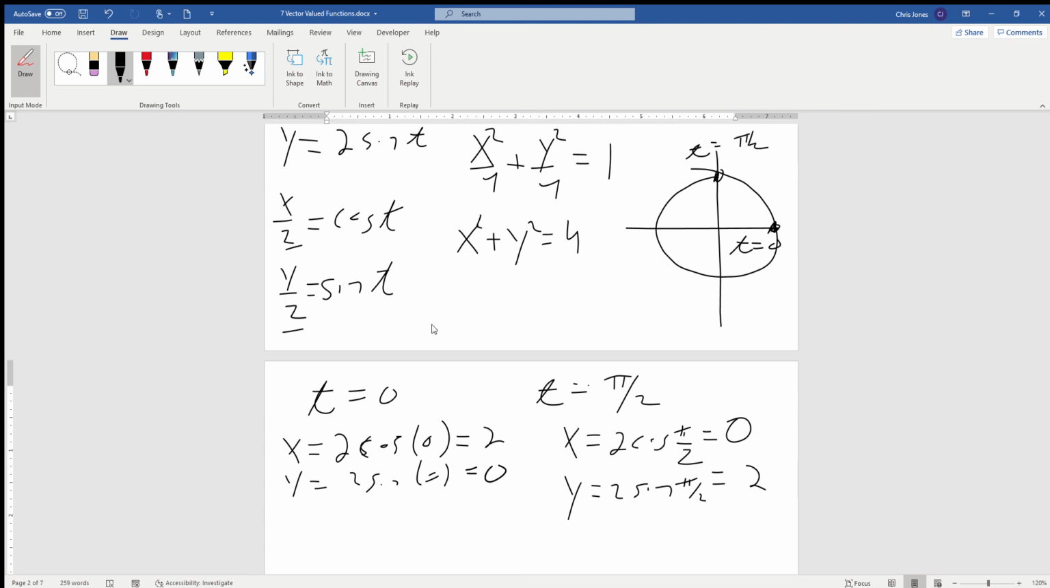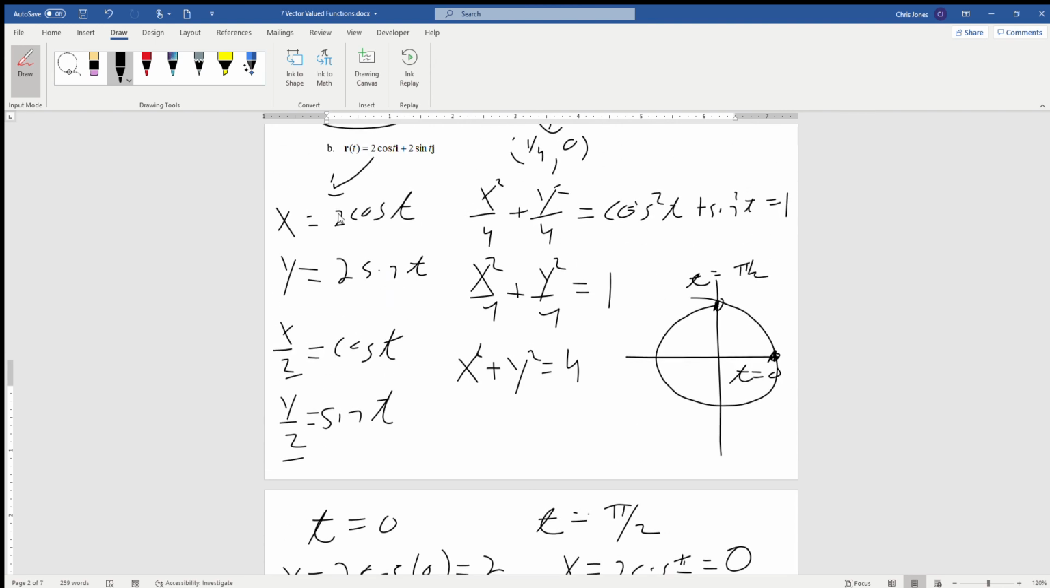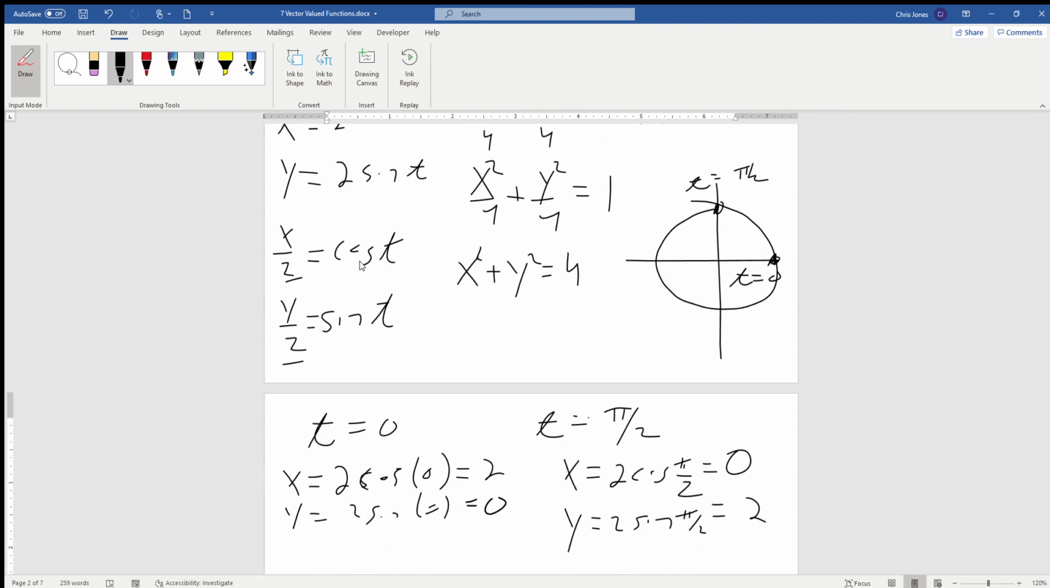For instance, if this were negative 2 cos t, that would change the orientation. So we just kind of got lucky with this one that it follows the traditional orientation and the original angle. So this is what we end up with. We just end up with a circle whose orientation is going to be counterclockwise.